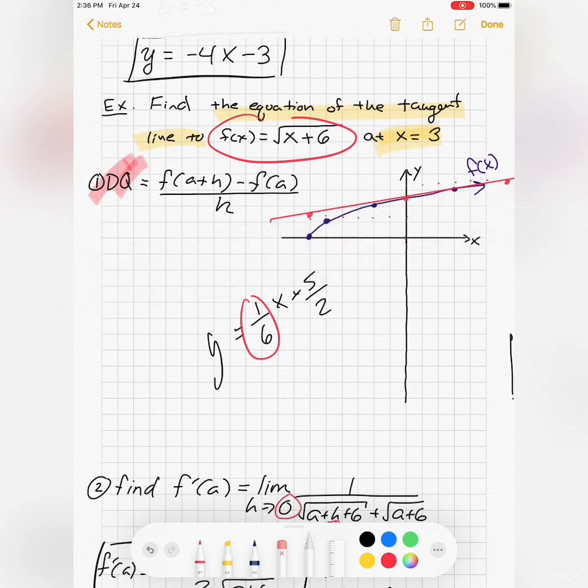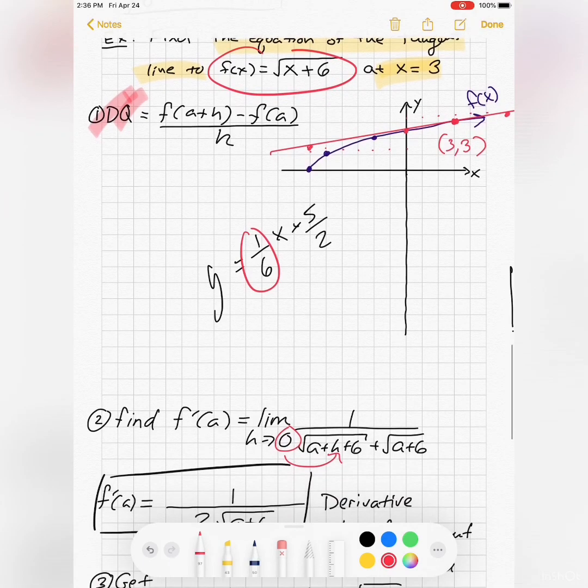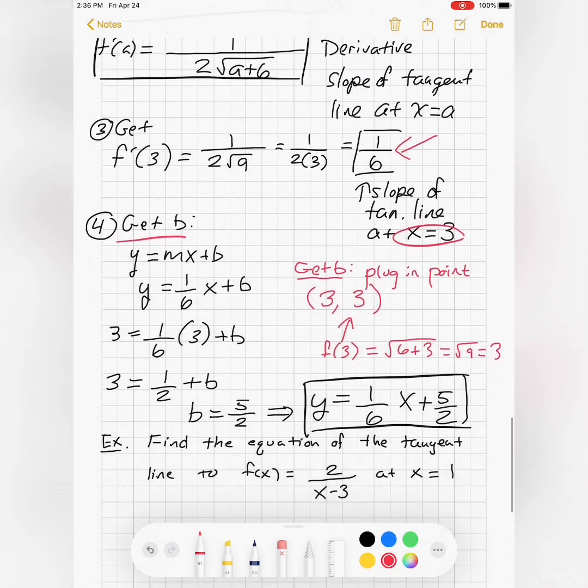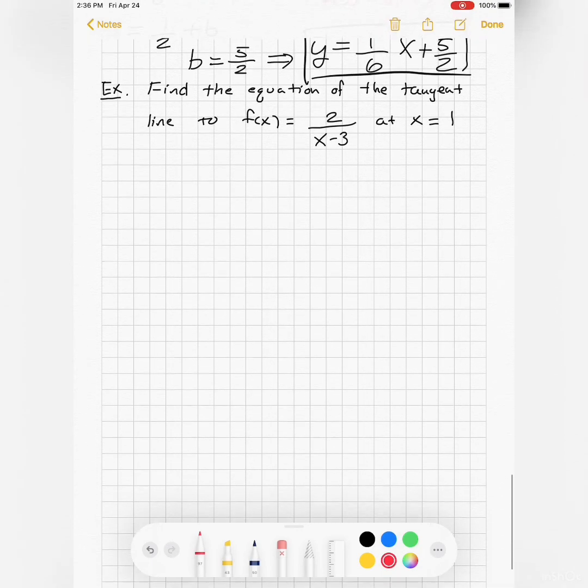Okay, and so you can see that tangent line goes through the point of interest, (3, 3), and looks like it's tangent to the graph at that point. So that looks pretty good. Let's look at one more.